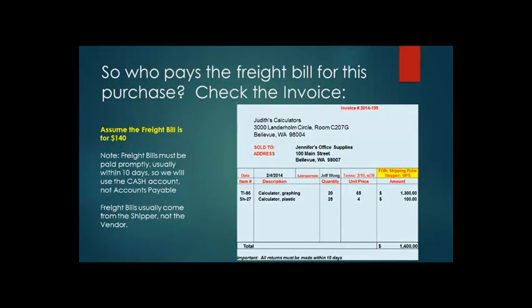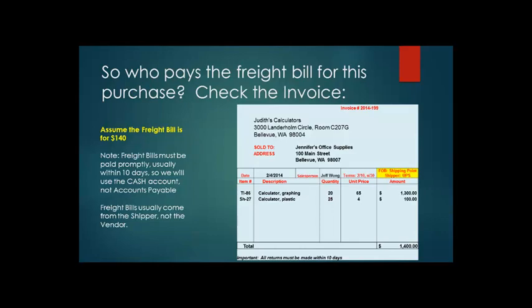So let's look at this invoice. The terms are FOB shipping point. So remember, that means that the title transfers at shipping point and Jennifer will pay the freight bill. And by the way, freight bills must be paid promptly, usually within 10 days. That is just the practice in the United States.